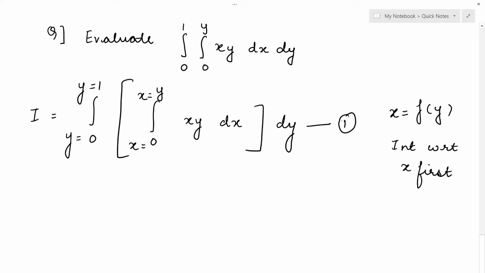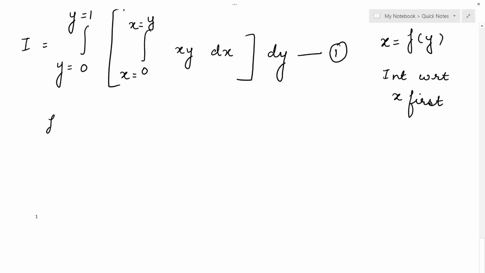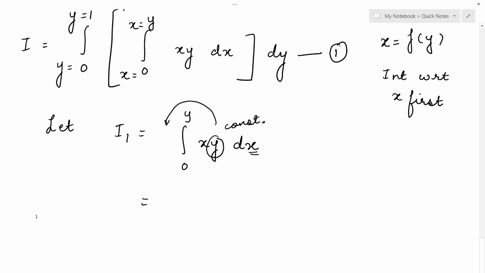First I'll write it as I1, then we'll solve I1 and substitute back in the integration I. So let I1 be the integral from 0 to y of xy dx. My double integration sum is now converted into a single integration. So this is easy for you. Make a note of this: if the integration is with respect to x, my y is a constant. So this y becomes a constant term, and that can be taken outside the integration. So y is taken outside, and I'm just left with this.